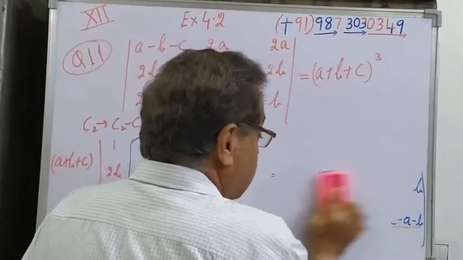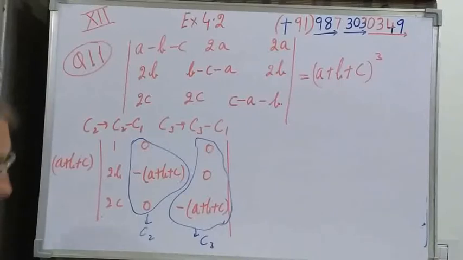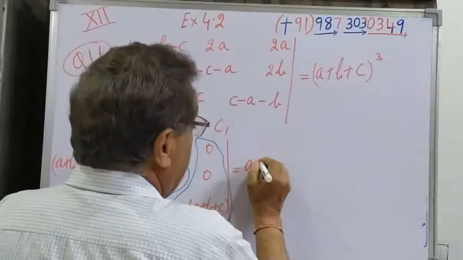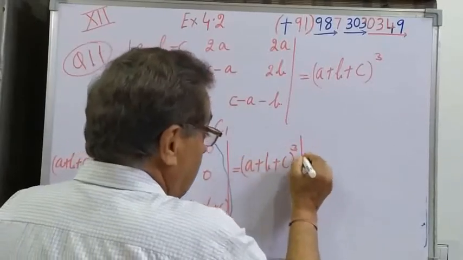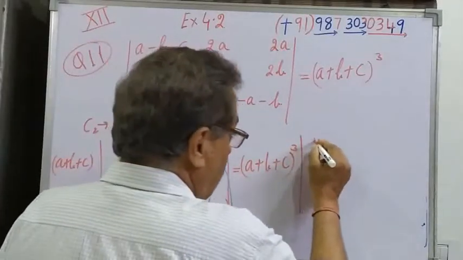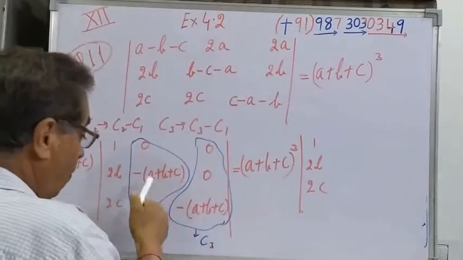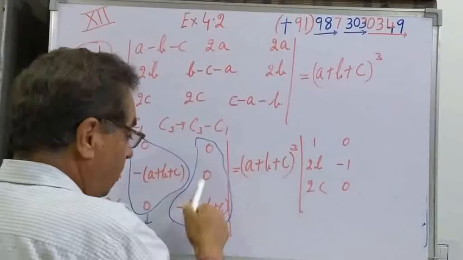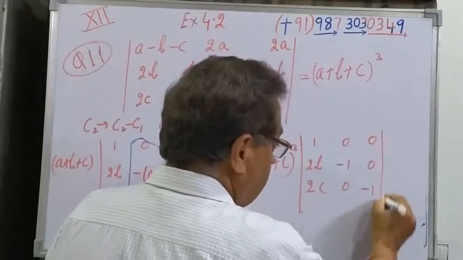So now the next step is taking out the common (A + B + C) from C2 and C3. So we will be having (A + B + C) whole cube, and the determinant left: 0, 1, 2B, 2C; 1, 2B, 2C, 0; minus 1, 0, 0, minus 1; 0, 0, 0, minus 1; 0, 0, minus 1.